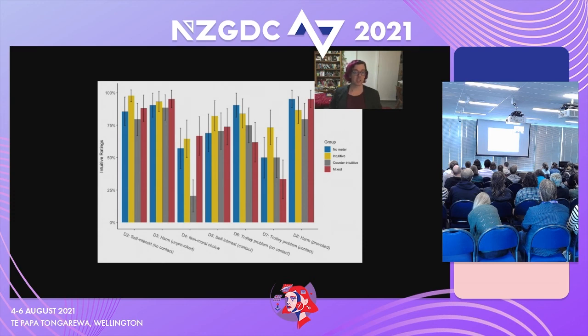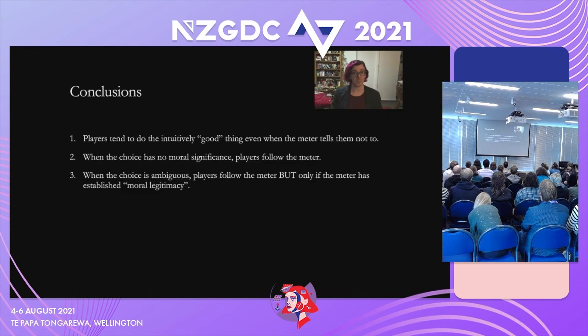If we look back to decision 4, which was the non-moral choice, where the player was calling heads or tails on a coin flip, the counterintuitive meter recommended that the players call tails instead of the more popular choice of heads. And here we see that it has indeed had this effect. There's a significant drop in the number of players who called heads for this choice, indicating that players were motivated to follow the meter, but only when there was no moral reason for choosing differently.